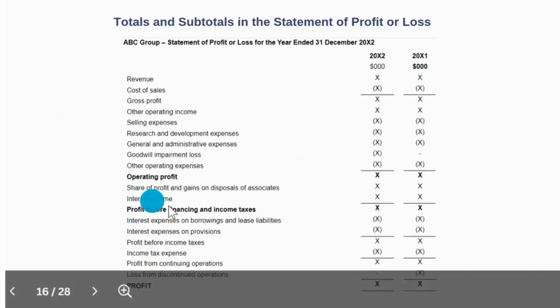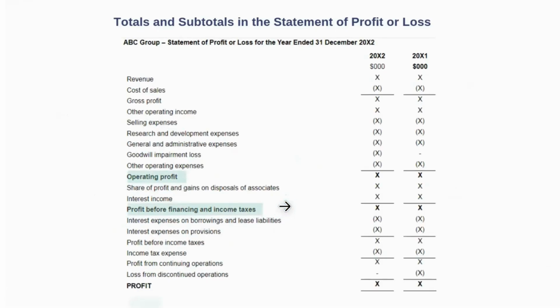And then we include those income and expenses related to the investing category and have this profit before financing and income taxes. This is the subtotal, but after the financing and income tax categories, we don't have subtotals, right? So we have only profit here. And then the minimum required items are, as you see here, operating profit, profit before tax, and profit.